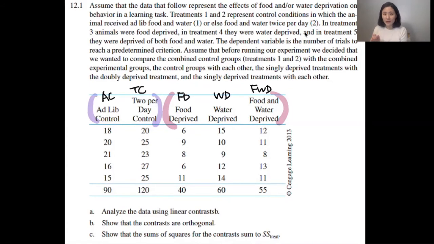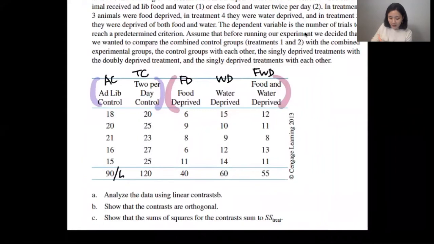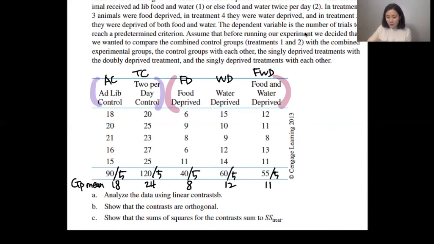To calculate the ANOVA table, we need the group means. So 90 divided by 5 is 18. This is my group mean. Divided by 5: 18, 24, 8, 12, 11. So we need the grand mean. We add all these numbers and divide by 25, the total number of subjects, which gives 14.6. Let's go to the ANOVA table.